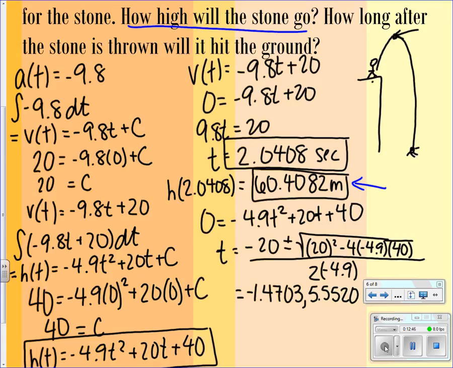If you had continued the parabola going this way and the ball had hit back here, that would be where the negative number came from, which is technically impossible, but that's what the math gives us. So we only use the positive number, and so it's 5.5520 seconds. That is how long it will take our ball to hit the ground. And so you only want to use the positive for your time, just like we've done in physics.